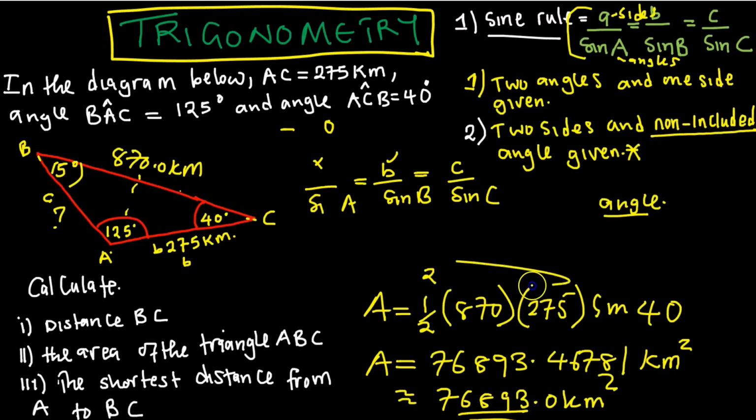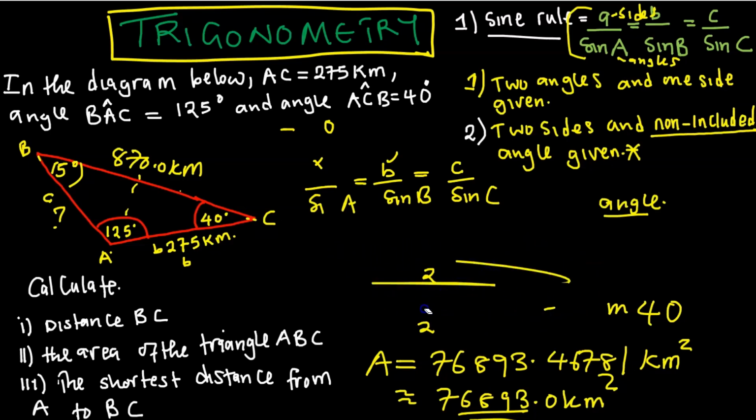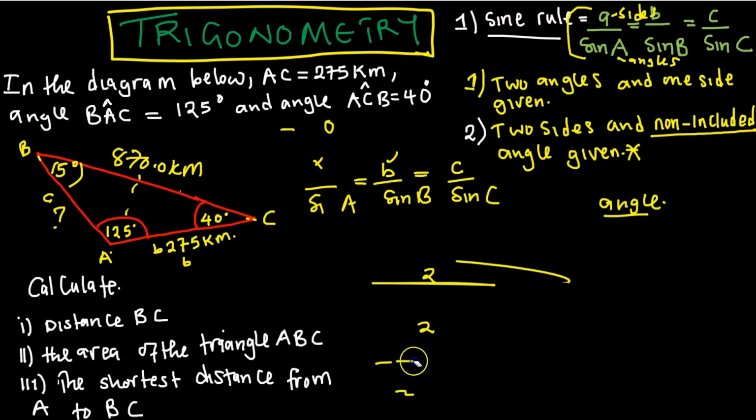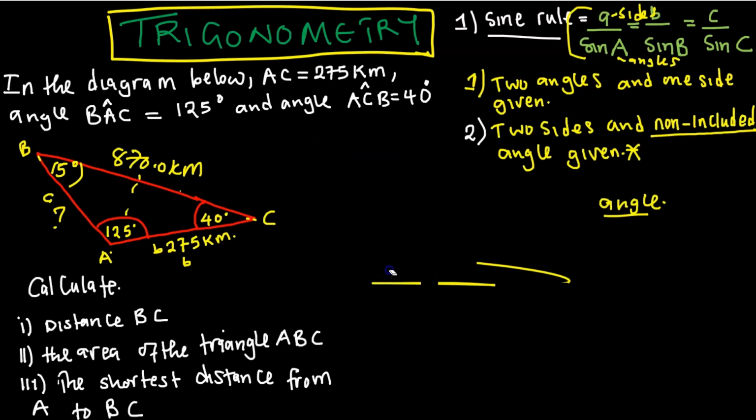All right, let us look at now the final question, which is finding the shortest distance. How do you find the shortest distance? For us to find the shortest distance, they are saying the shortest distance from where? The shortest distance from A to BC. So we are going to draw a line here from A shortcut to BC.